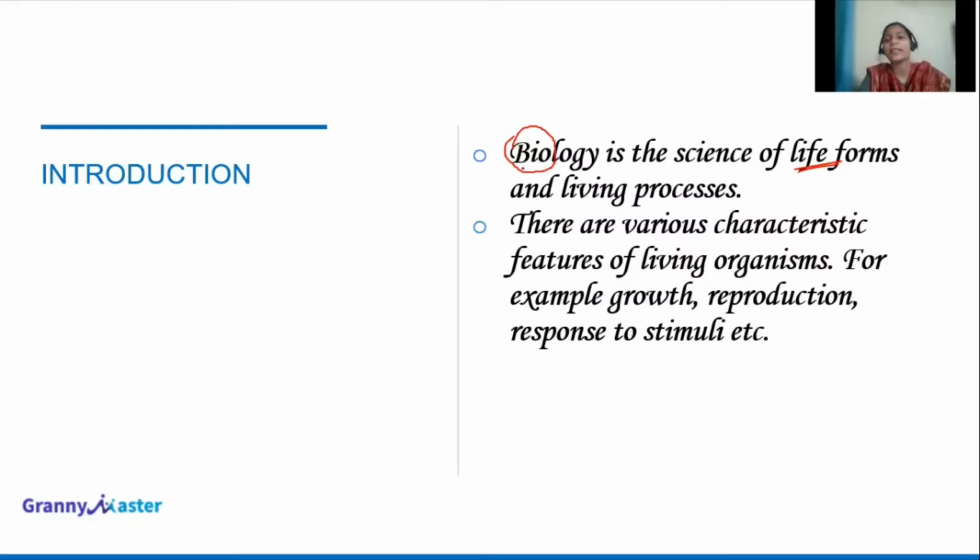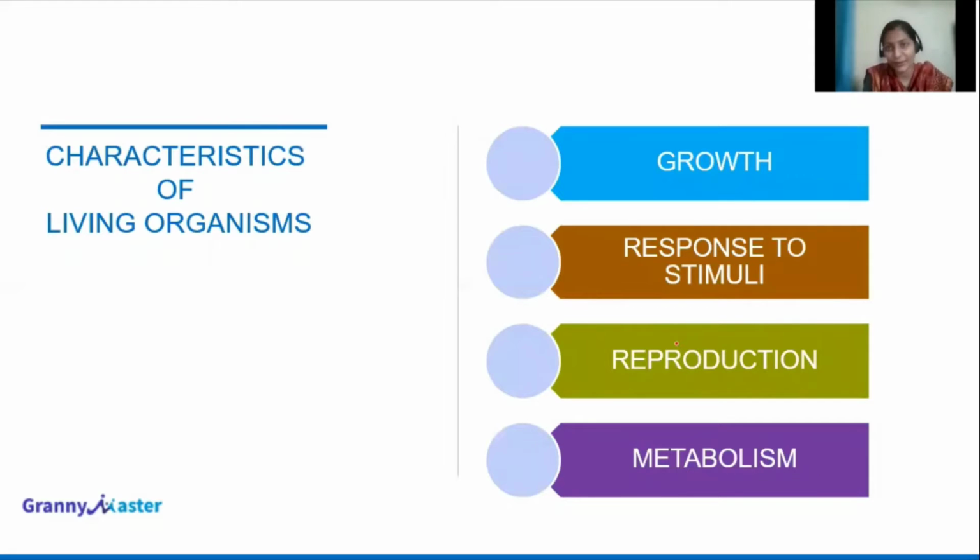So some of these factors include growth, reproduction, response to stimuli, and there are various factors which come into this criteria, but we are going to discuss these major characteristics of living organisms, which are nothing but growth, response to stimuli, reproduction, and metabolism. So in this module we will talk in detail about these four characteristics of the living organisms, and let's see which one is actually going to determine whether the given organism or substance is living or non-living.